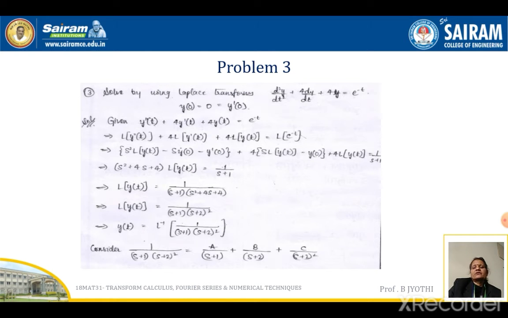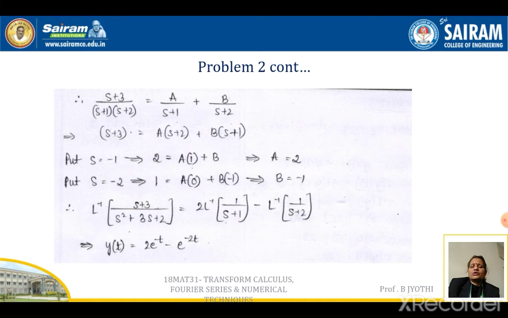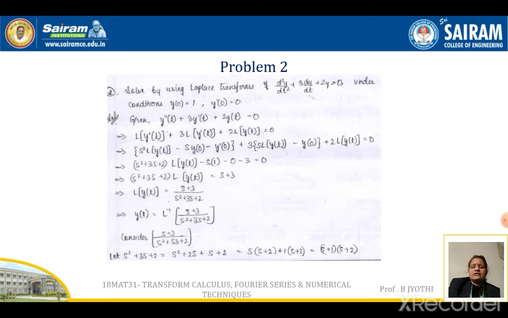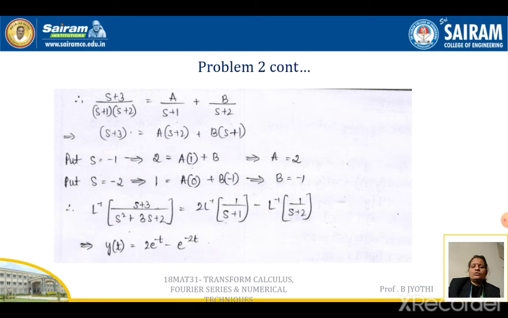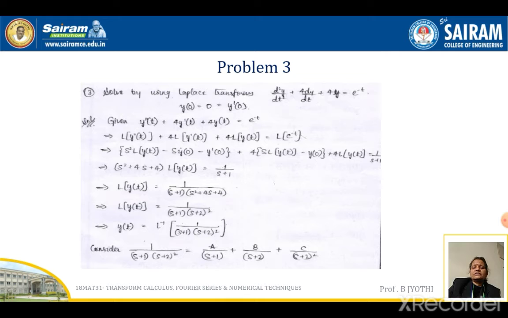Next problem. Solve by using the Laplace transforms: d square y by dt square plus 4 dy by dt plus 4y equals e power minus t. In the previous problems, it was homogeneous; we can see the right hand side is 0. Now the right hand side is a non-zero function. So the given function, let us write in terms of y double dash: y double dash of t plus 4y dash of t plus 4y of t equals e power minus t.